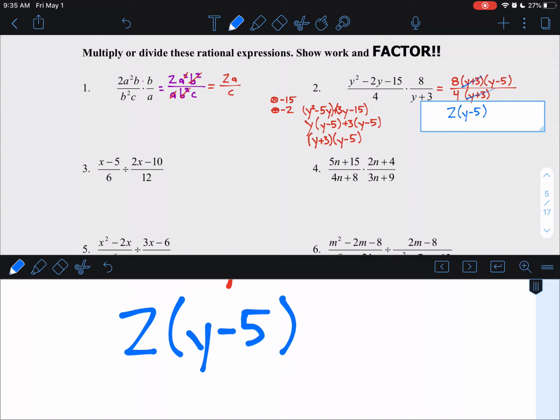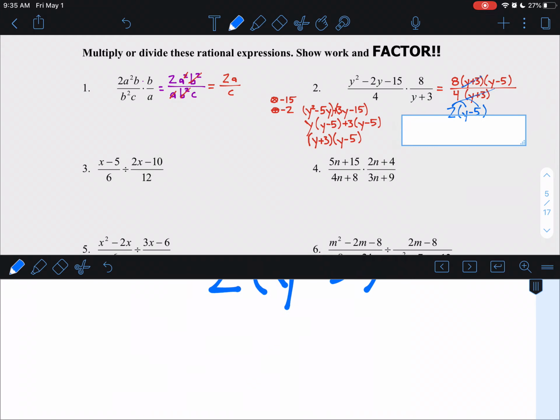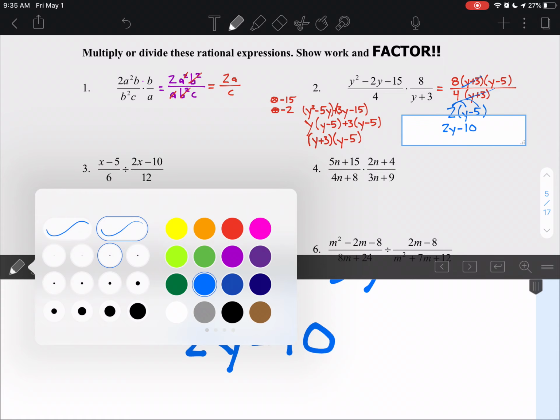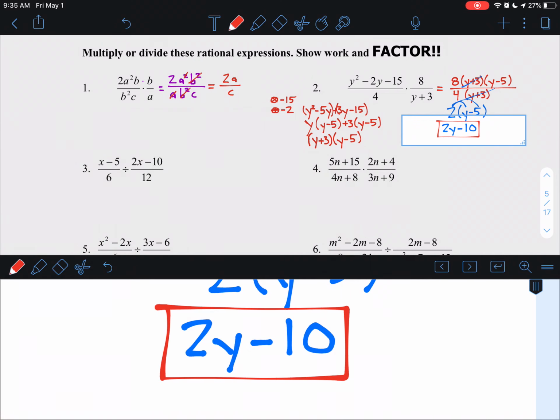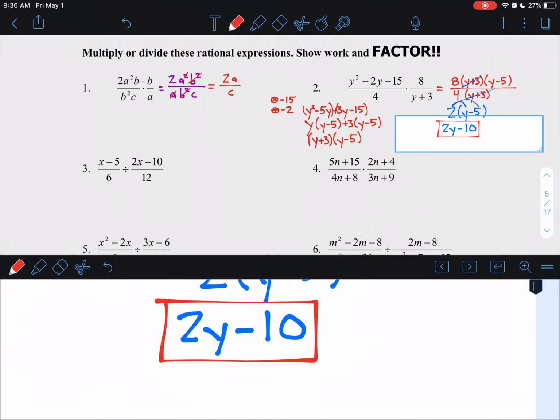My denominator is gone, and since my denominator pretty much canceled out into 1, anything divided by 1 is itself, so I don't really need to have this as a fraction anymore. It's just 2 times y minus 5. And earlier, I did talk about how we could distribute, and this is where we're going to do that. I just distribute that 2, and I'm left with 2y minus 10. That is my final answer. So y squared minus 2y minus 15 over 4 times 8 over y plus 3 is 2y minus 10.